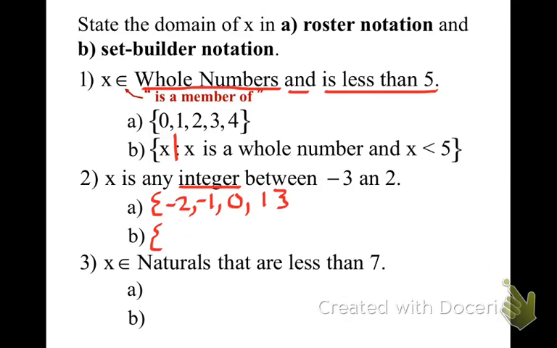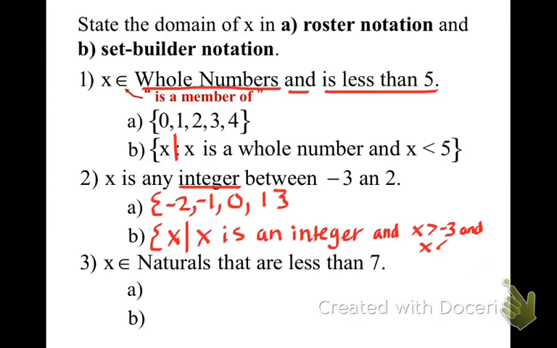All right, now check your work. X is such that X, remember, just fancy writing, and I'm going to copy it. X is an integer and X is greater than -3 and X is less than 2. Close the braces. Is there another way?